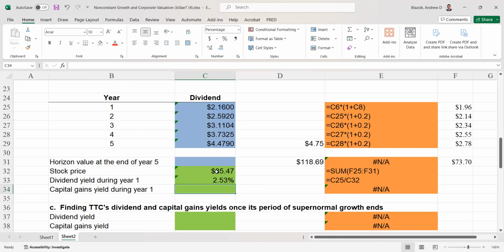And as you can see, the actual dividend yield went down because the stock price went up in value. The dividend did not change. That first year is still 20% gain. So it's still $2.16. Since the stock price is higher, the dividend yield went down. And then I'm going to say equals 10% minus this. The difference between those two would be the capital gains.